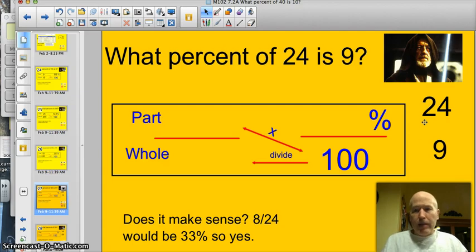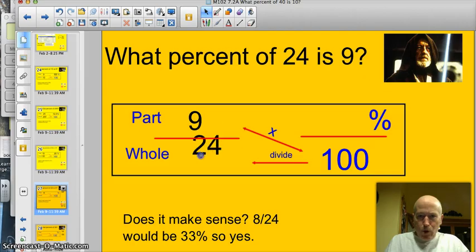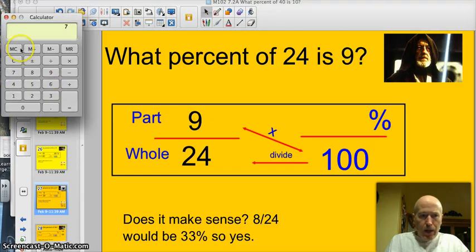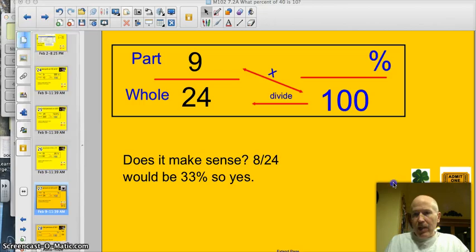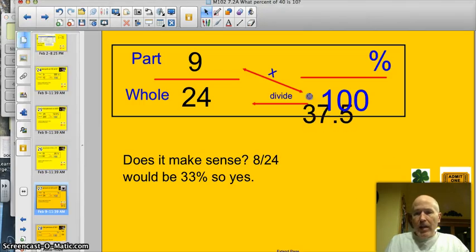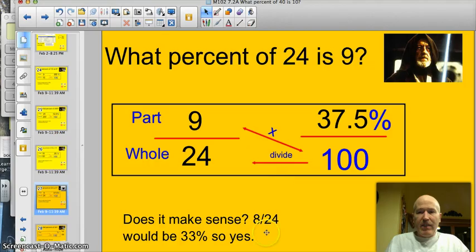All right, I'm back. I'm dying to see how you did. The part is 9, and 24 is the whole number. So I would have 9 times 100 is 900. 900 divided by 24 would give me, did you say 37.5%? If you did, you nailed it. 37.5%. Very good.